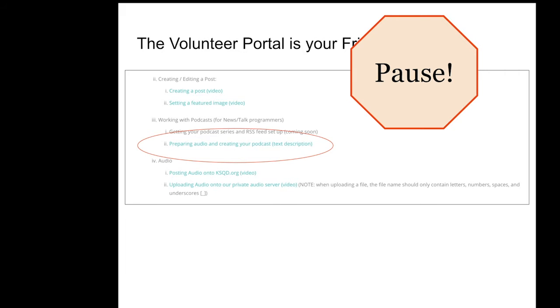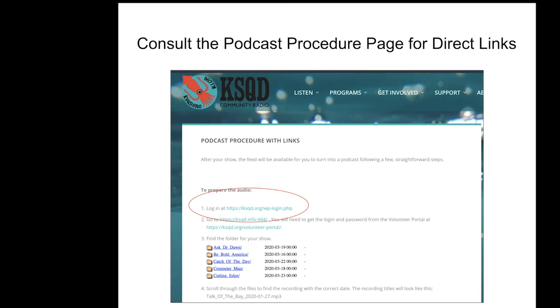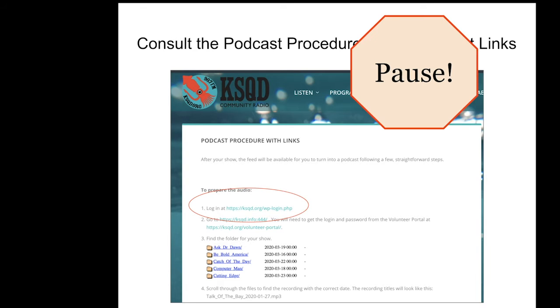All right, so you should have that file up. That file looks like this, okay? Podcast procedure with links. Now, first step on there is to log in. You've already done that, so you don't need to do it. We are going to go to step 2, unless you haven't logged in, and you can do that now.